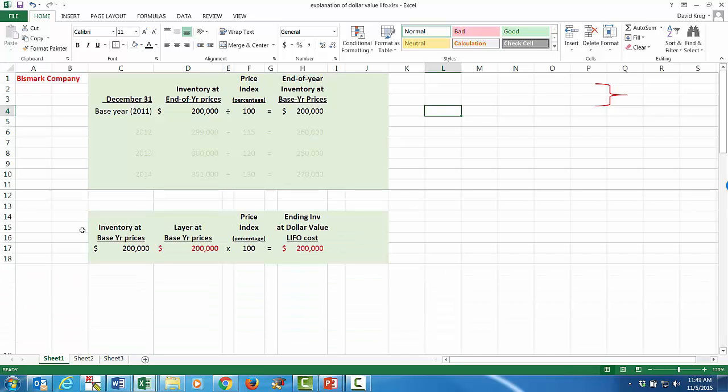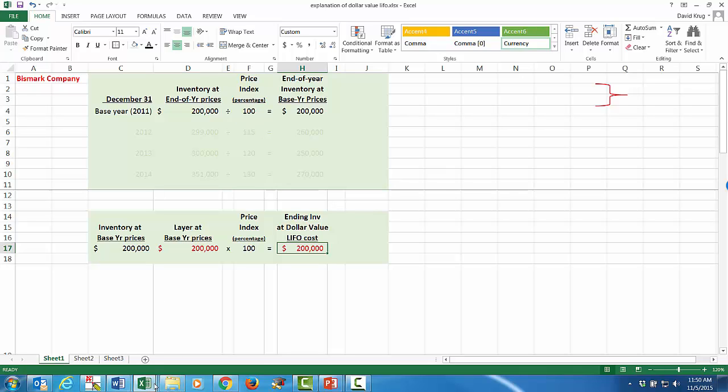Well, if that seems goofy, let's look at our next step. Now we take this ending inventory at base year prices, and we multiply it by the price index for that year. This is the base year, so it's 100%. $200,000 times 100%. And now we have our ending inventory at dollar value LIFO cost, and it's $200,000. Now again, I know that all seemed kind of goofy because we are in the base year.